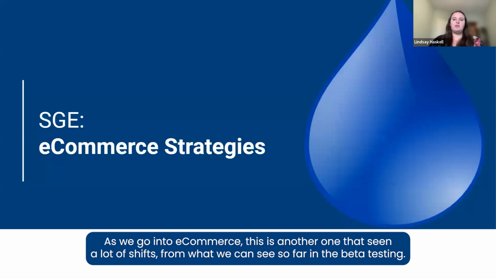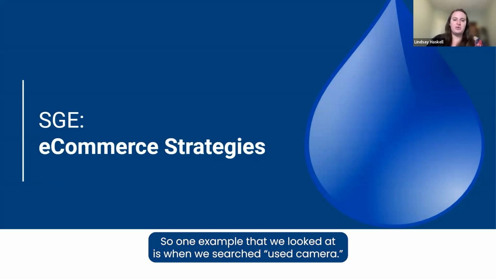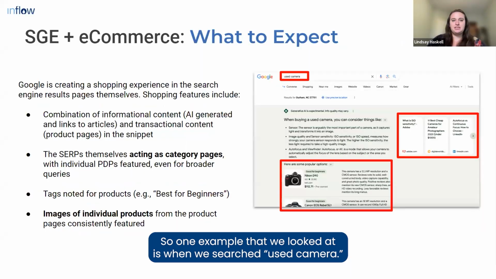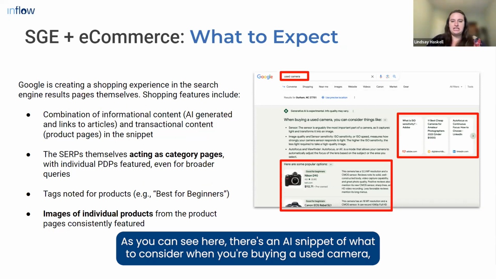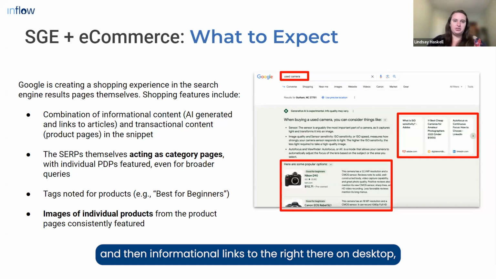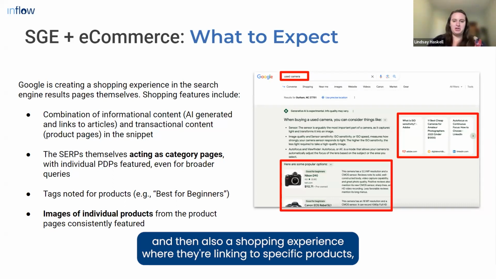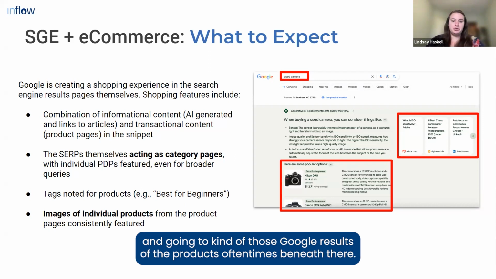Now, as we go into e-commerce, this is another area that's seen a lot of shifts from what we can see so far in the beta testing. One example we looked at is when we searched used camera. As you can see here, there's an AI snippet of what to consider when you're buying a used camera, and then informational links to the right on desktop, and also a shopping experience where they're linking to specific products and going to Google results of the products, oftentimes beneath there.